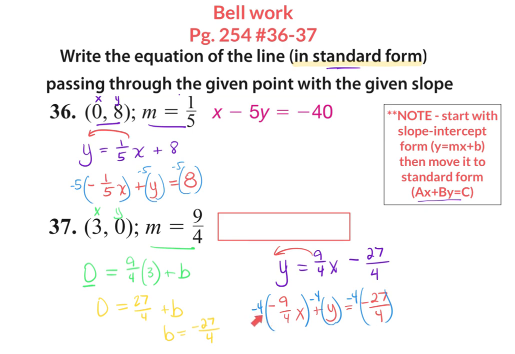Right here, all this does is it gets rid of my denominator and my negative. So I have a 9x. Here, negative 4 times y is just negative 4y. Here, it gets rid of my denominator and actually gets rid of a negative there as well. So in standard form, it is positive 9x minus 4y equals 27. And this is your answer for that one.